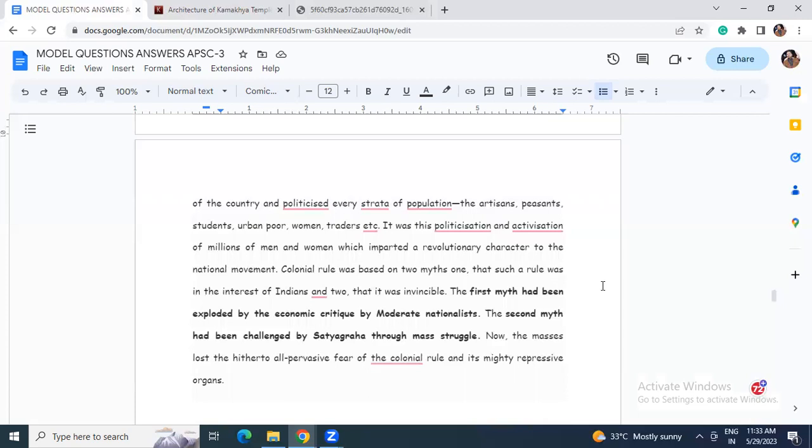But the first myth had been exploded by the economic critique by the moderate nationalists.